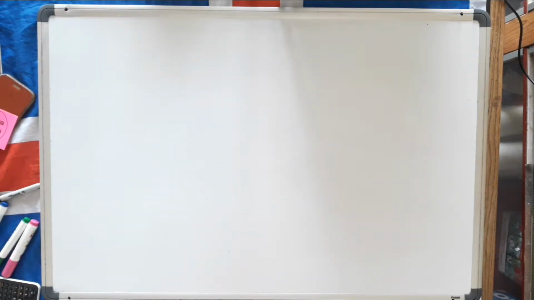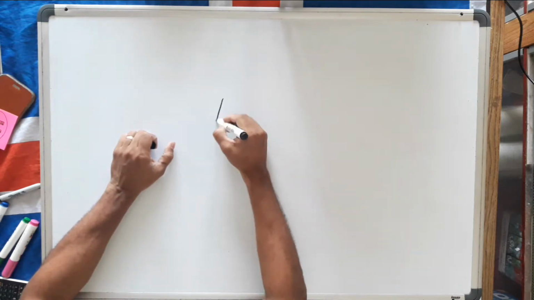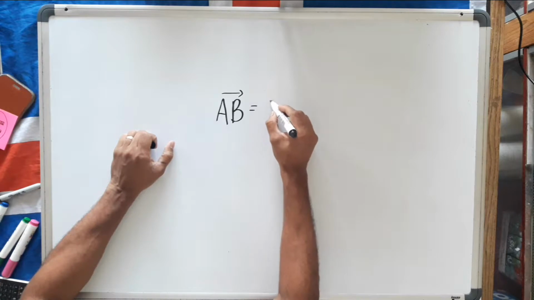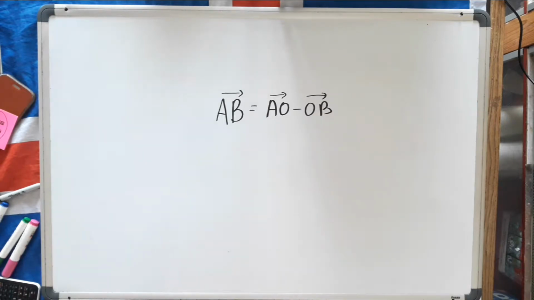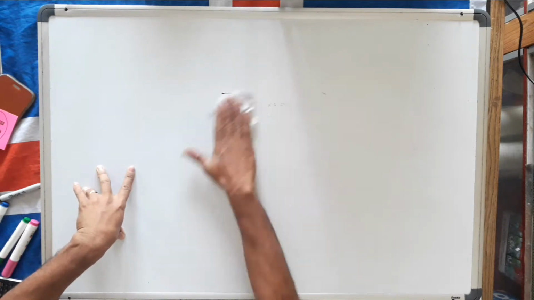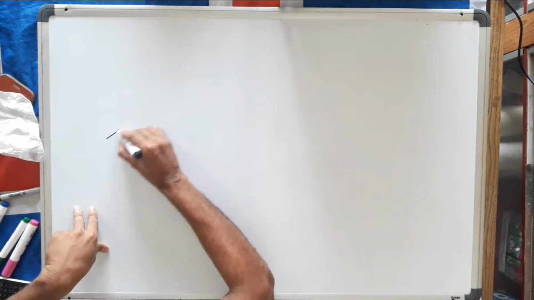So let's first start off with what is a vector. Now I know some of you are accustomed to this formula: the vector AB is equal to AO minus OB. I will not be using this formula. I have a totally different technique for explaining vectors. Right, so back to what is a vector.